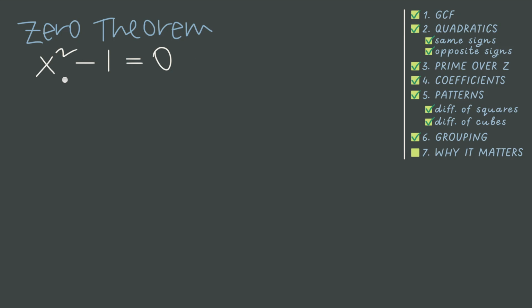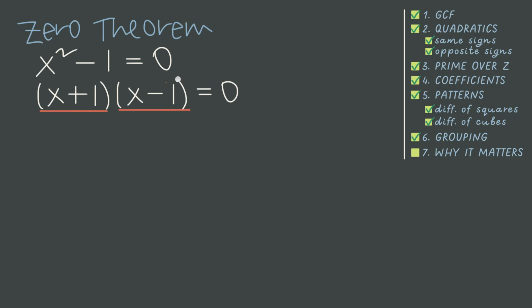But when we have an equation like this one, x squared minus 1 equals 0, we factor this left-hand side because it's the difference of squares. So we know to factor it as quantity x plus 1 times quantity x minus 1. And then zero theorem tells us that when we have 2 things that are multiplied together and that product is equal to 0, at least one or both of these things has to be equal to 0.